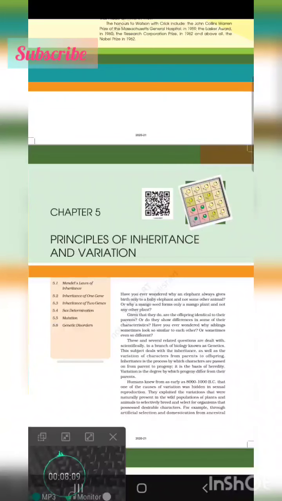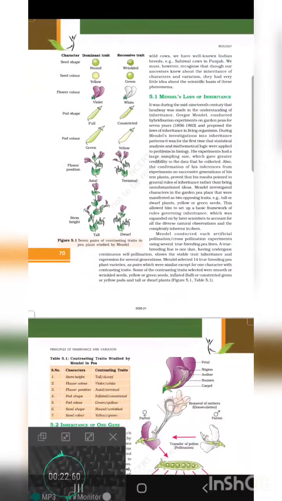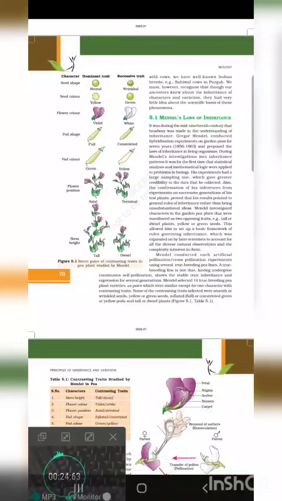So today is part 2 of Biology 12th standard, unit number 2, chapter 5 actually. Principle of inheritance and variation, which continues from Mendel's law of inheritance. It was during the mid-19th century that headway was made in the understanding of inheritance.